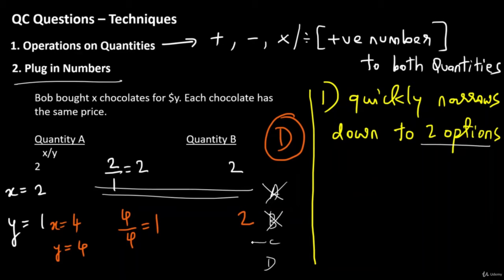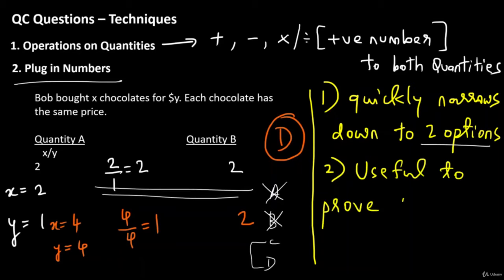Now we are left with only two options, that is option C and option D. So plugging in numbers quickly narrows down your answer to two options. Alright, now what's the next thing? The next thing about plugging in numbers is it's very useful to prove the answer as option D. But this usefulness is also its drawback.